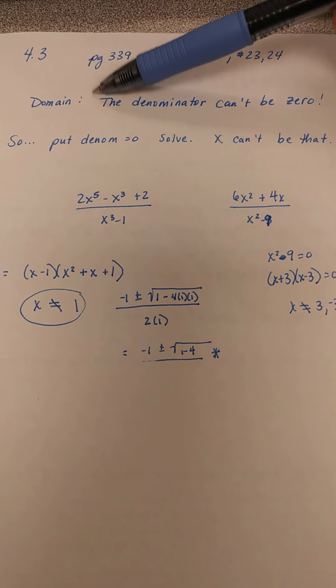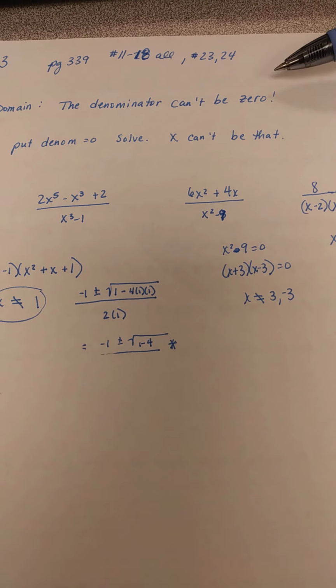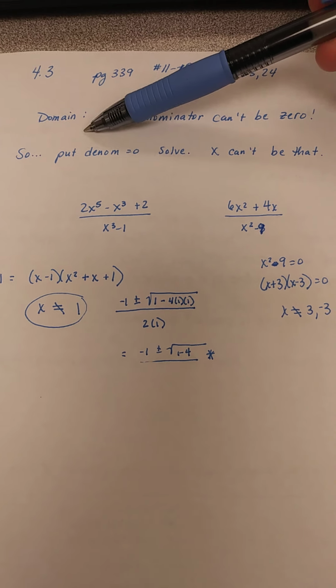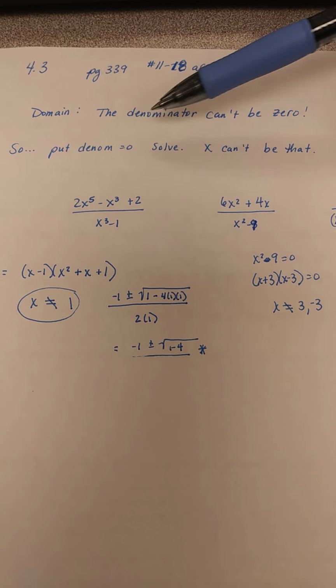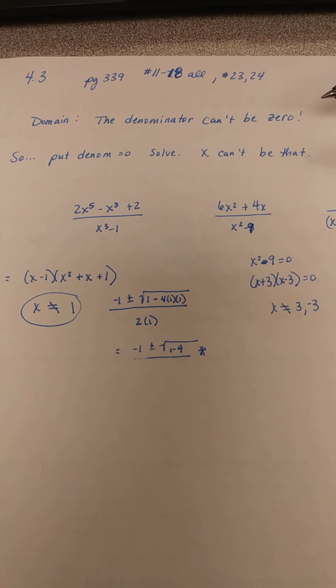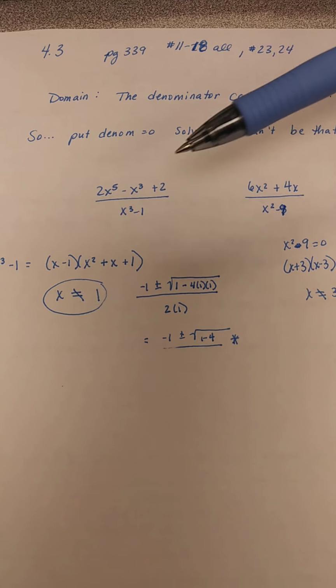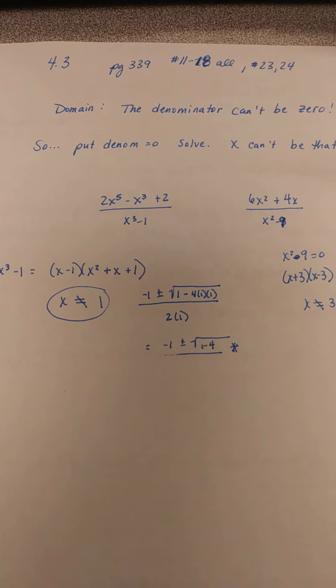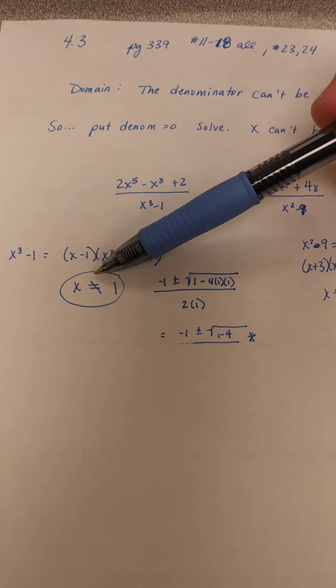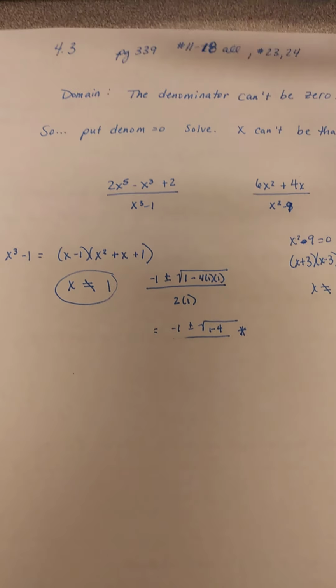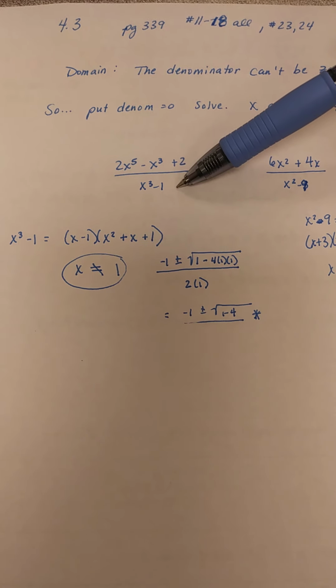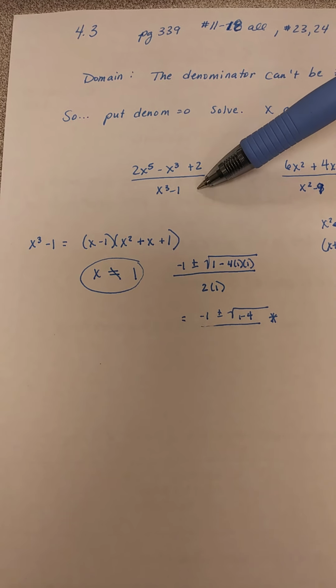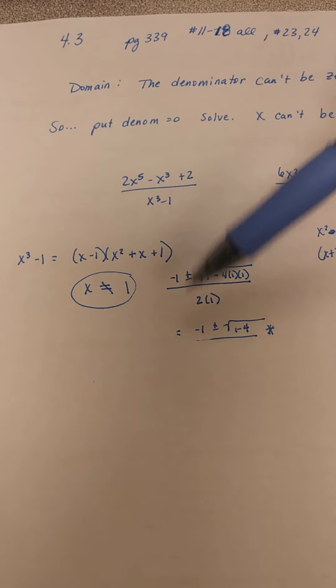And for the domain, we can't have the denominator be 0. So what we do is put the denominator equal to 0 and solve, and x can't be that because the denominator can't be 0. So whatever makes the denominator 0, we write x cannot equal that. So here's what I did on this first one. You can use logic a little bit, like you don't necessarily have to do all this math.